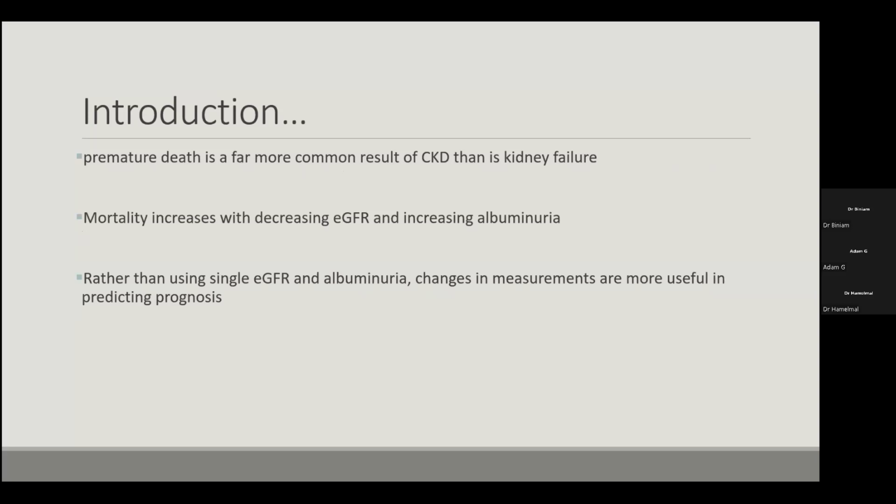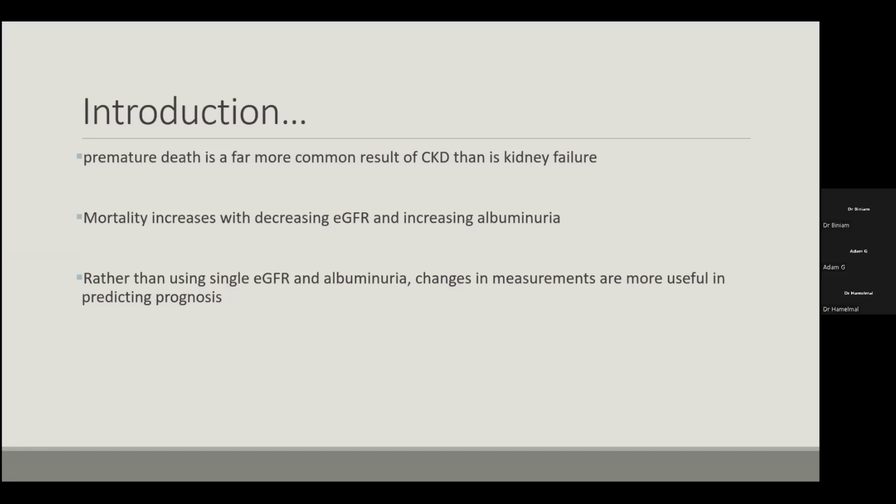Premature death is far more common a result of CKD than kidney failure. Most patients die of cardiovascular disease before they reach dialysis. So before somebody develops end-stage renal disease, at earlier stages, cardiovascular mortality will take the life of the patients. When we are talking about CKD, we are talking about cardiovascular risk and cardiovascular mortality, because that's the most common cause of mortality in patients with CKD. As GFR decreases and albuminuria increases, this mortality increases in most causes of chronic kidney disease.